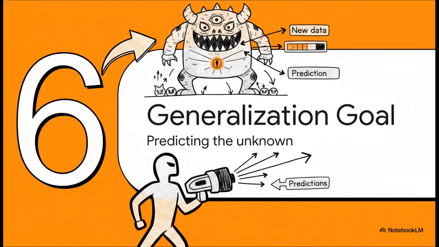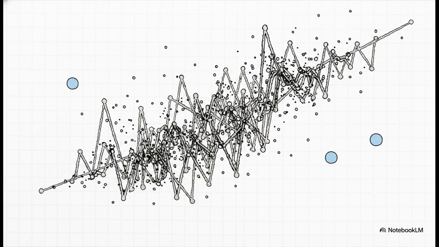Section 6. Generalization Goal. Predicting the unknown. All right, I want to introduce you to the ultimate villain of our story, overfitting. Overfitting happens when we have too little data and a hypothesis class that is way too complex. The predictor essentially memorizes the training data perfectly. Its empirical risk drops to absolute zero, and it connects every single dot perfectly. But, and it's a huge but, because it's so tightly wound to the past data, it fails miserably to generalize to new, unseen test data. It basically captures all the random noise instead of the true underlying signal.